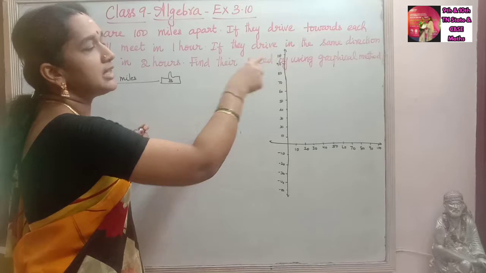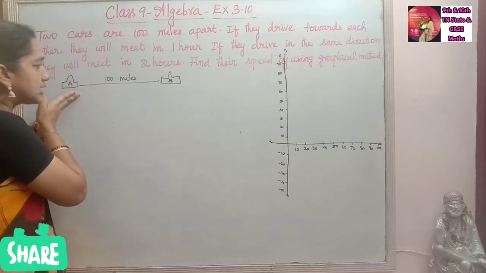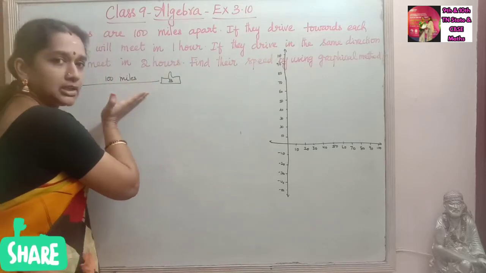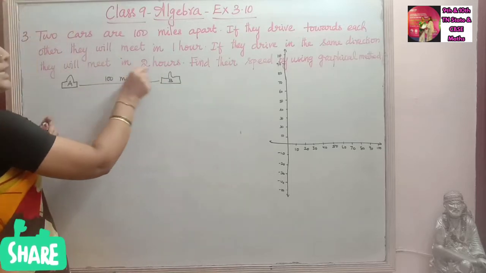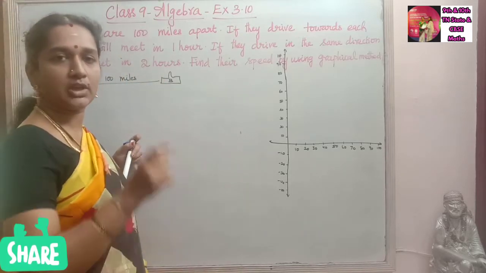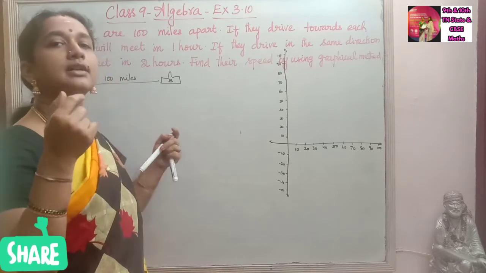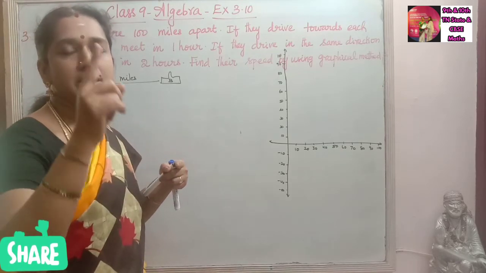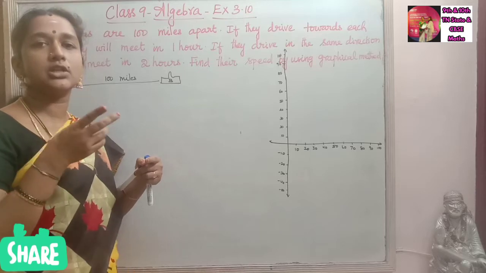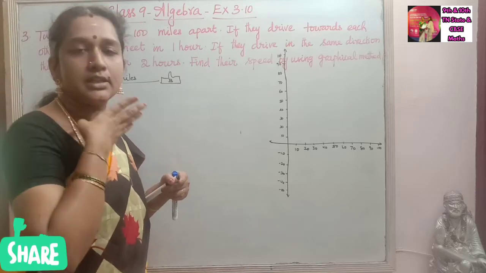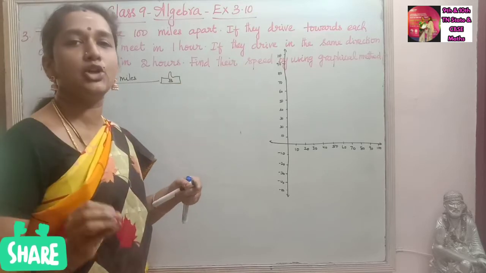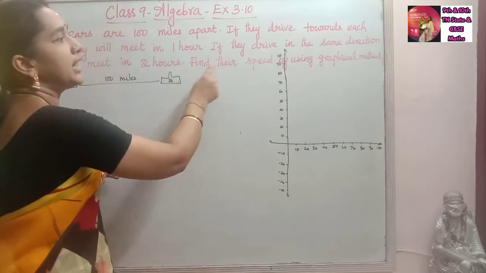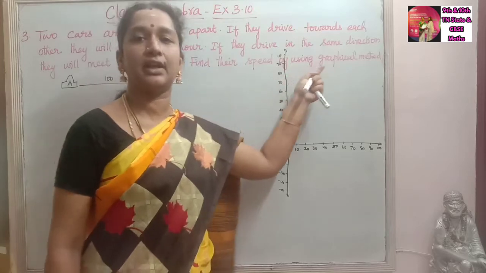If they drive in the same direction, that is, A is moving here and B is also moving, they will be meeting in 2 hours. The first condition is both the cars are driving towards each other, they will meet in 1 hour. The second condition is A and B are going in the same direction, then also they will meet by the end of 2 hours. Find their speed using graphical method.